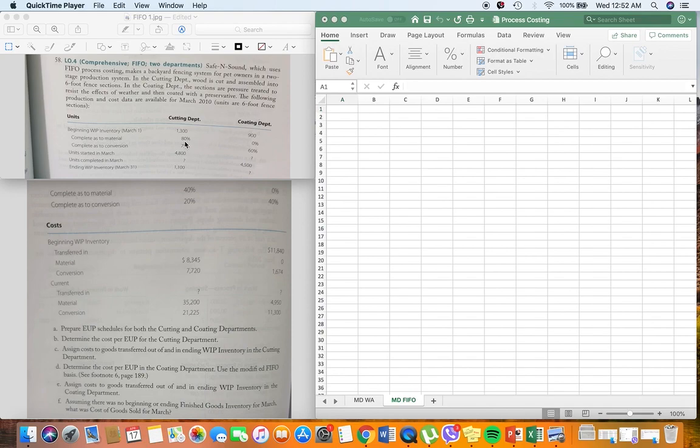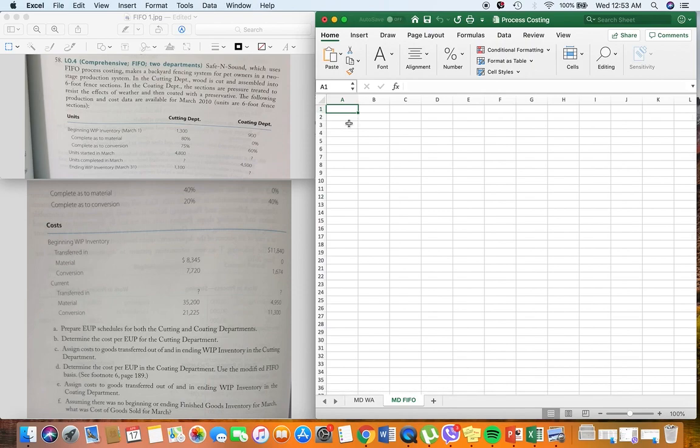Okay, so we have the unit information for the two departments, cutting and coating. And then we also have the cost for the cutting and the coating department. So I have to apologize because I took a poor picture of the problem. But it's usable naman. So let's proceed, no?